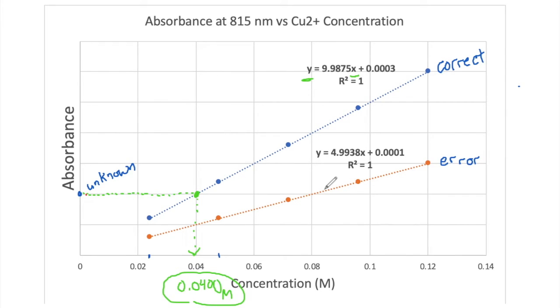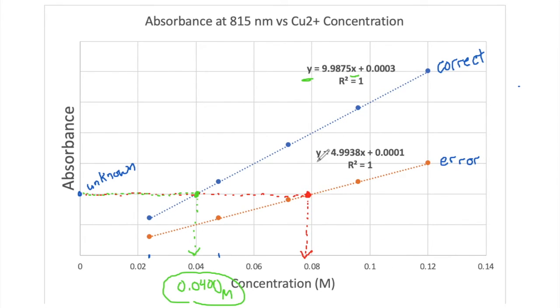If instead you had this erroneous line and you did not have this blue line, then when you put in your unknown, your line would have this as the x value that matches that y value. So you're going to be reporting this x value as a higher value, and since we've halved all these absorbances, it should come out double.